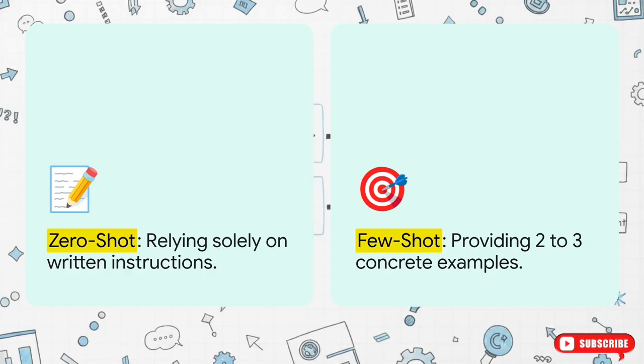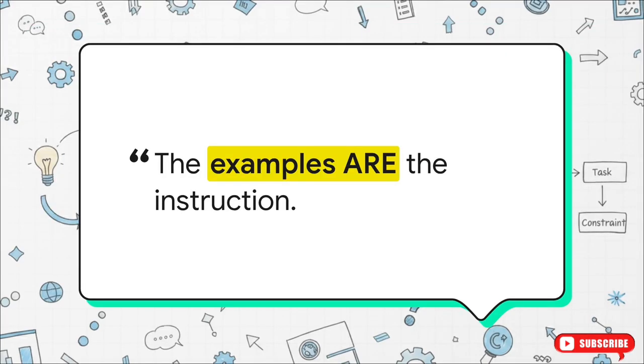Zero-shot prompting means you're relying solely on your written instructions. You're giving the AI a list of rules and asking it to build the output completely from scratch. Few-shot prompting, though, that changes the game entirely. This is where you provide 2 to 3 concrete, perfect examples of what you want directly inside the prompt itself before asking it to complete your actual task. Think of it this way. Showing an AI 2 or 3 examples is exactly like showing a new contractor your team's best pull requests to teach them your unique coding style.